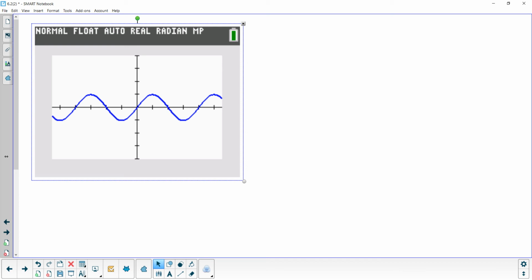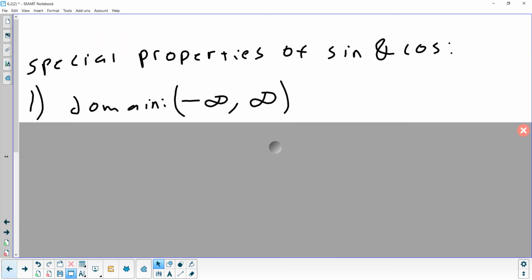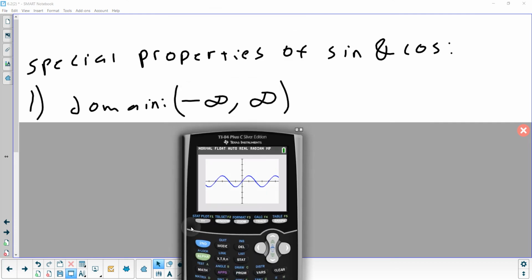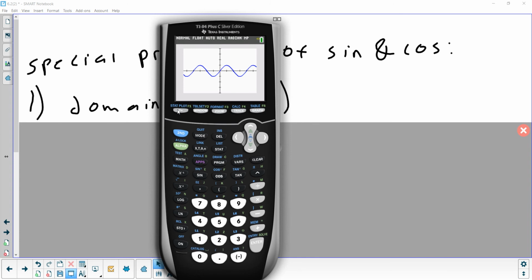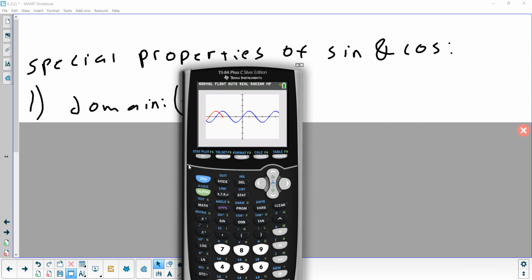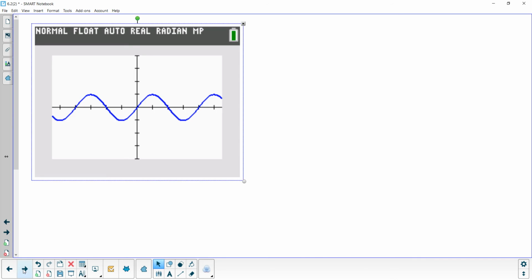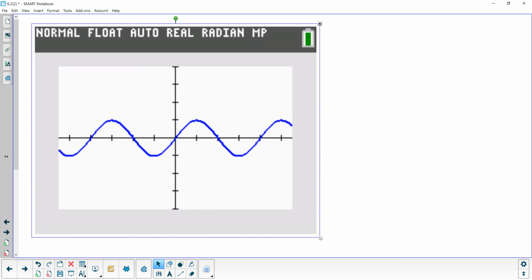So what do you think the domain is for sine? If there's no holes, there's no breaks, there's no asymptotes. Yeah, the domain for sine is all real numbers. It's negative infinity to infinity. And you also mentioned cosine. Well, cosine looks very similar. It's basically a horizontal shift. That's all it is. Same domain.